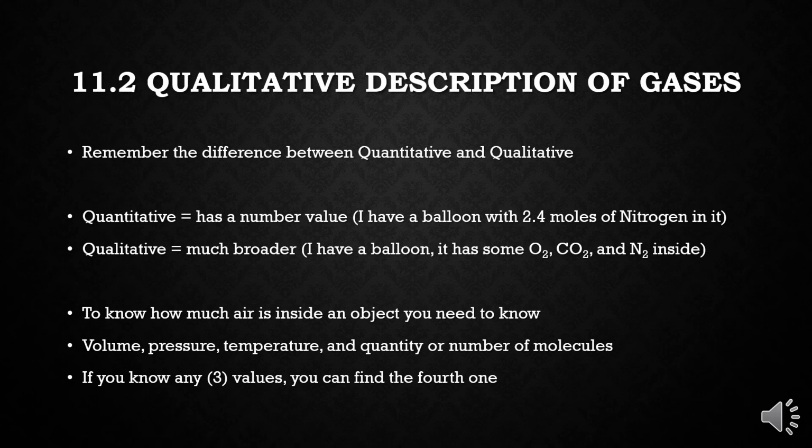To know how much air is inside an object, you need to know volume, pressure, temperature, and the quantity or number of molecules. If you know any 3 values, of course, you can calculate the 4th one. We're going to be using some algebra starting in 11.3 to do just this. But today we're going to talk about why gas behaves the way it does.